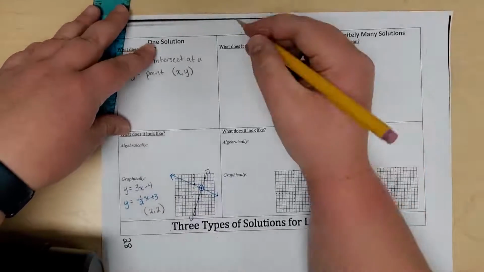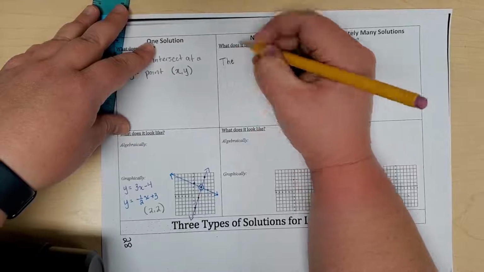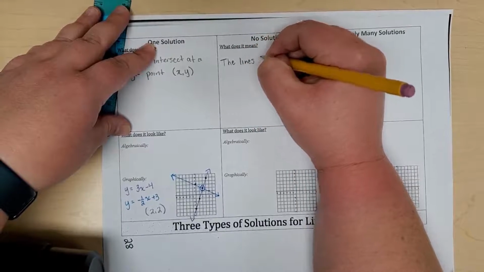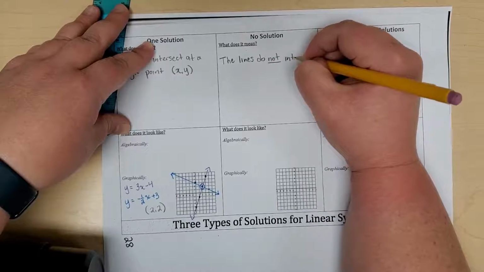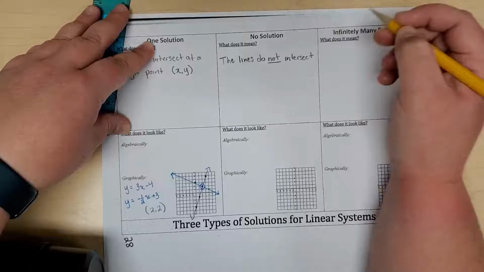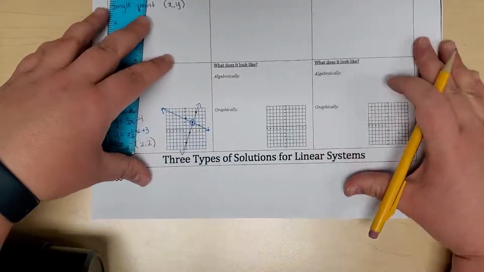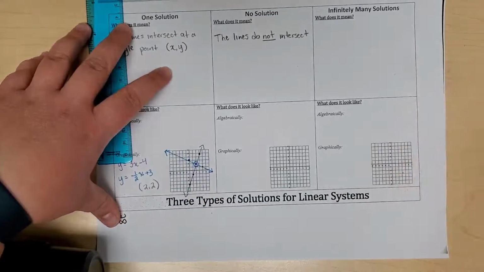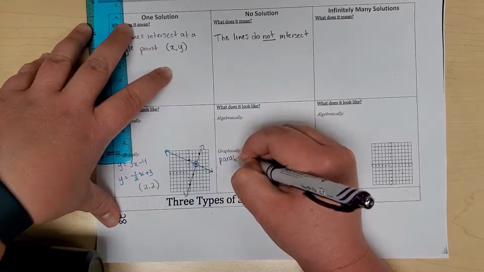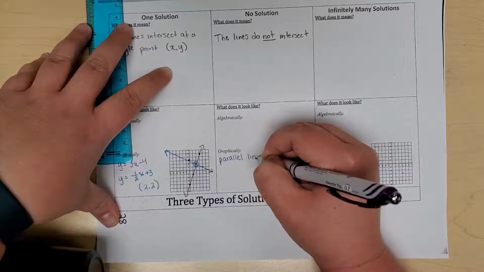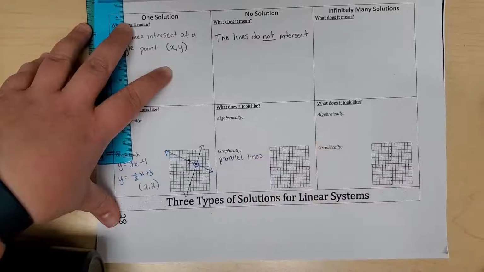No solution means the lines do not intersect. Okay, so let's practice that. If I have the equation, really, it doesn't matter what the equation is as long as the lines are parallel, which if you remember from last week means that the slopes are the same. So you need to have parallel lines. And that means that there will be no solution.